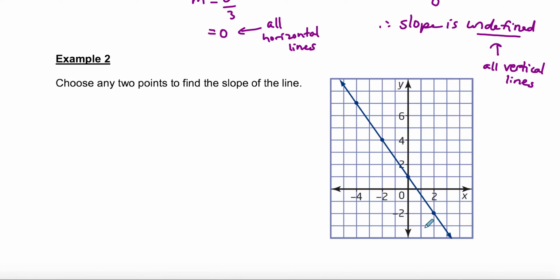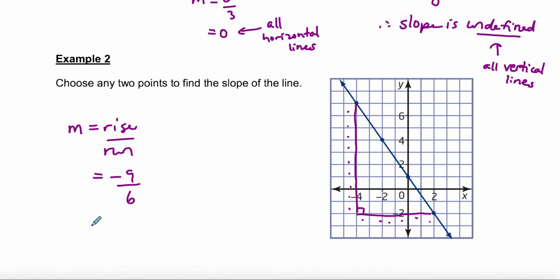Example 2, choose any 2 points to find the slope of the line. Okay, so I see a point up here, and I'm going to draw a great big line down, and I'm going to draw a great big right triangle. So let's say that's what I did. And I'm going to use my formula, rise over run. And I'm going to say that the slope, 1, 2, 3, 4, 5, 6, 7, 8, 9, and it's going down. 1, 2, 3, 4, 5, 6. So I think the slope is -9/6.